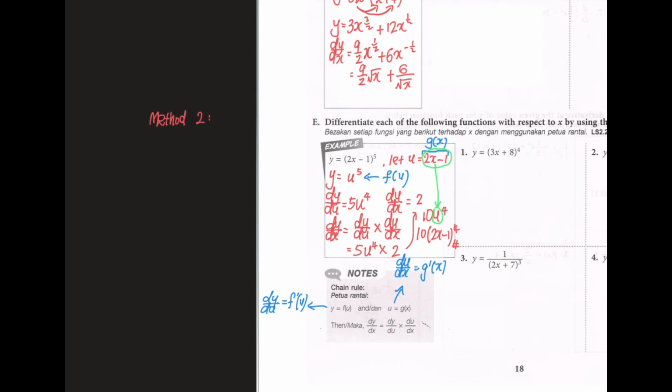Method 2. We use a formula. If you have y equal to (ax plus b) to the power of n.